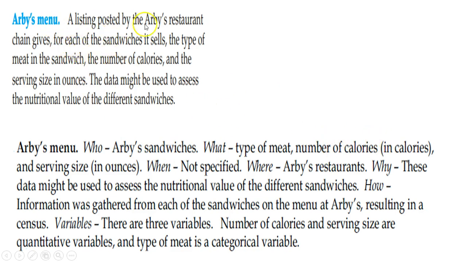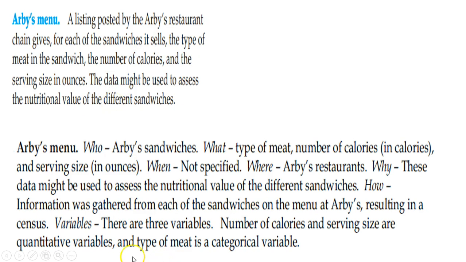It says right here, what were they looking at? The restaurant chain's sandwiches. It sells the type of meat, right? It says right there, the number of calories and the serving size. When? Yeah, it didn't really say when this is being done, like we don't know when, but where that was happening at Arby's restaurants and why. It seems like these might be used to help with the nutritional values is why we were doing it.